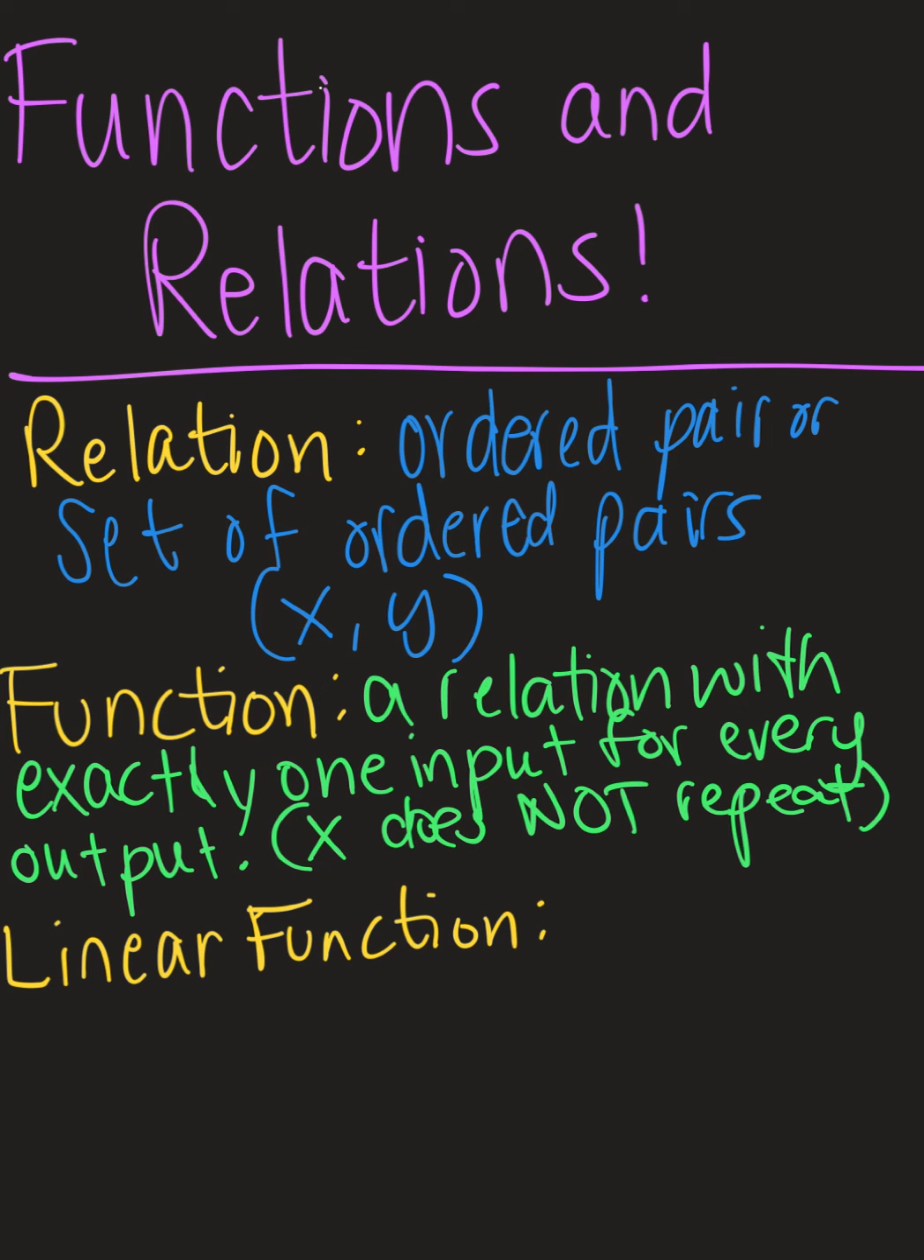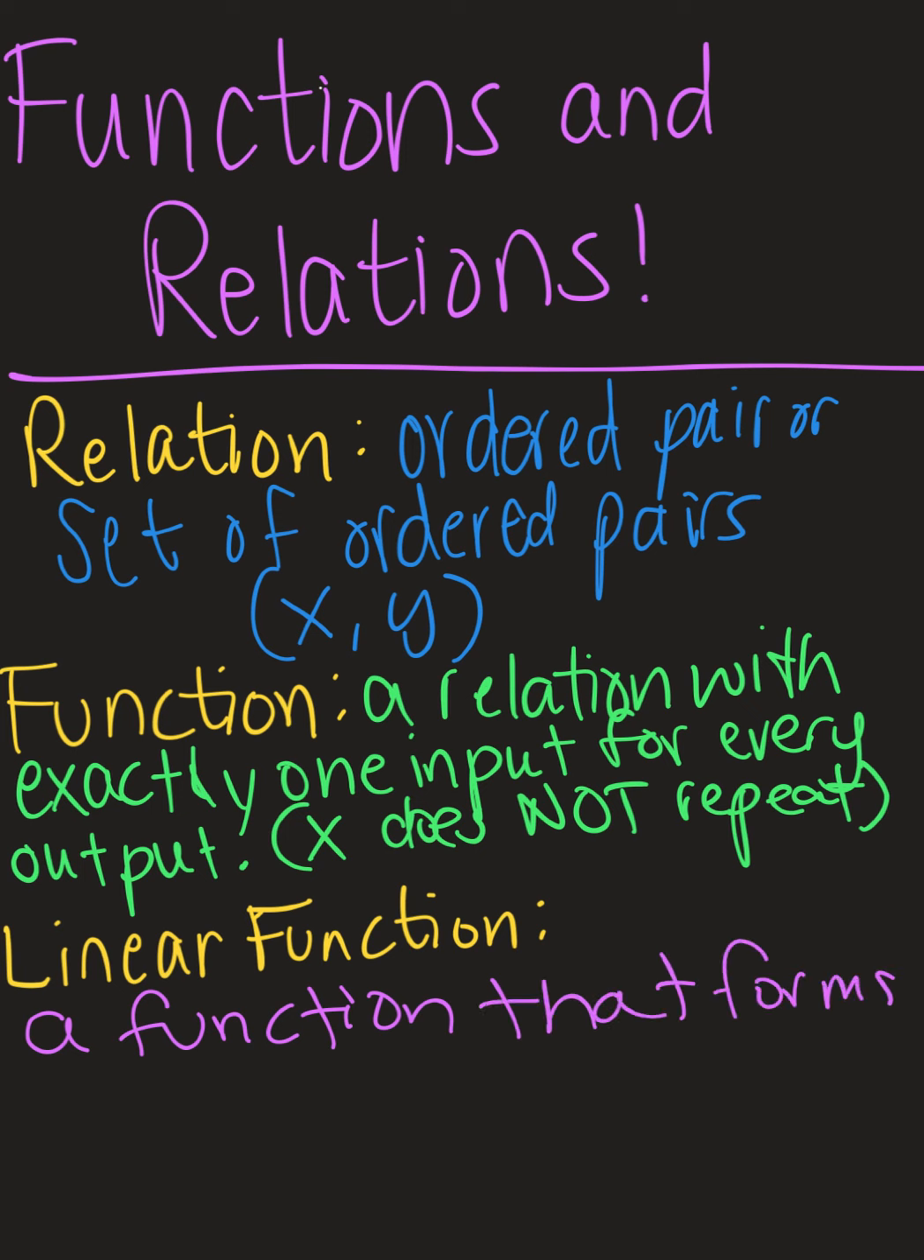A linear function, which we'll get into a little bit more in later lessons, is simply a function that forms a straight line. So a function can be curvy, or it could be just a scatter plot all over the place, but a linear function very specifically forms a straight line.